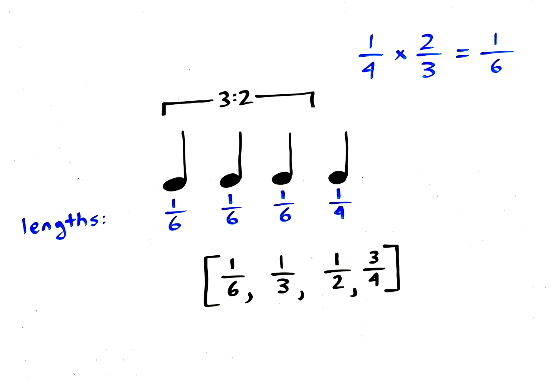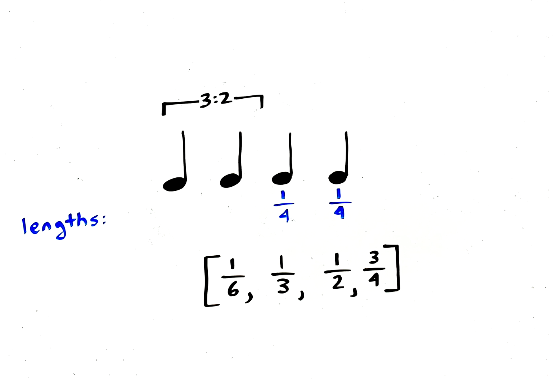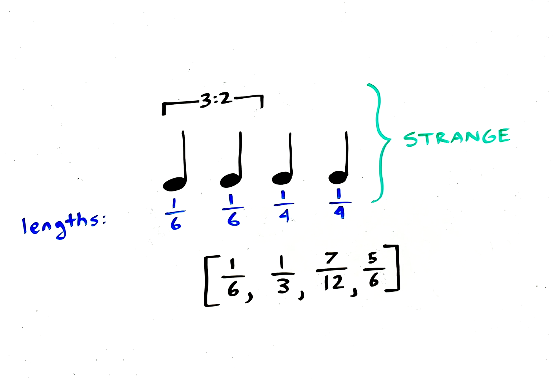Let's do another example. What if we put this tuplet on only the first 2 quarter notes? Well, it's only going to change the lengths of the first 2 quarter notes. Just like last time, it will change each of their lengths to 1/6. Therefore, our C-point analysis is now 1/6, 1/3, 7/12, 5/6. So even though this looks really strange musically, it still reduces easily within the C-point framework.